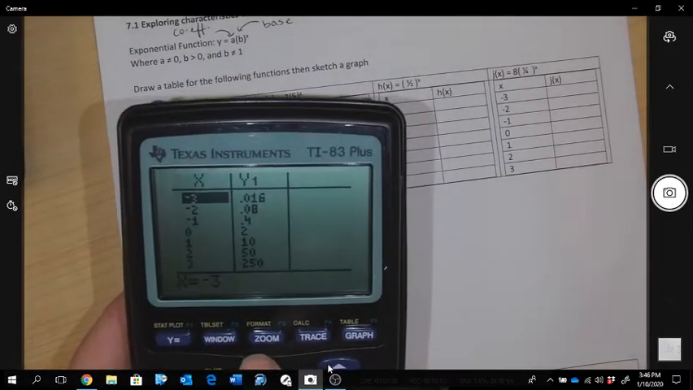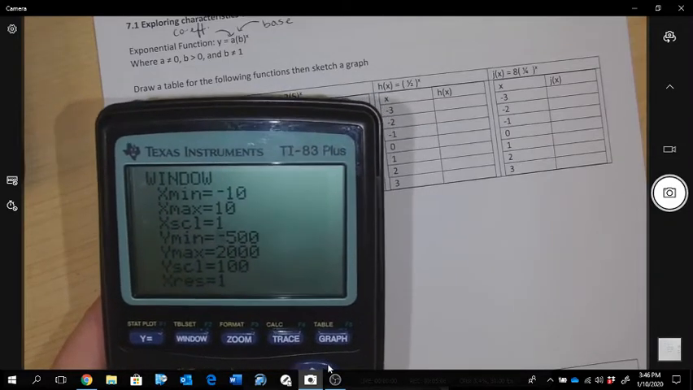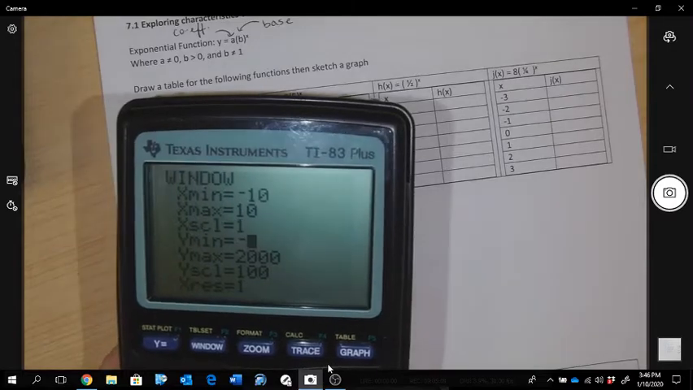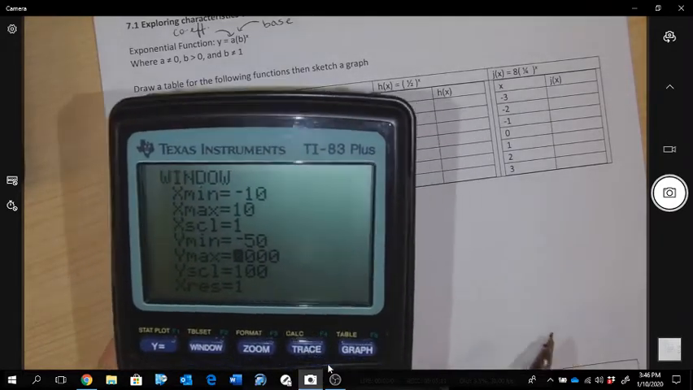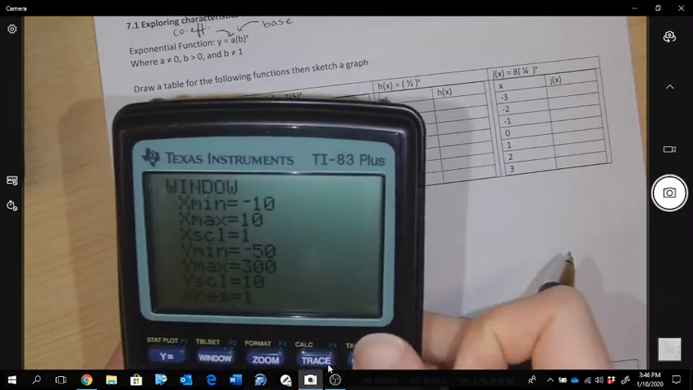So therefore, let's adjust our window. We don't need to go this high. So, I don't know, negative 50 to 300, up by tens.